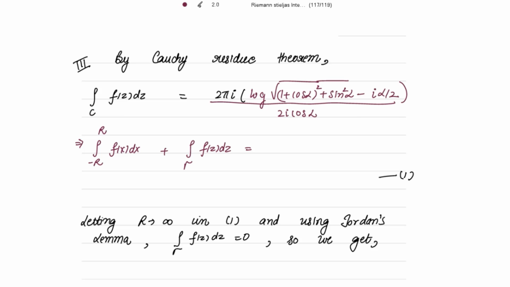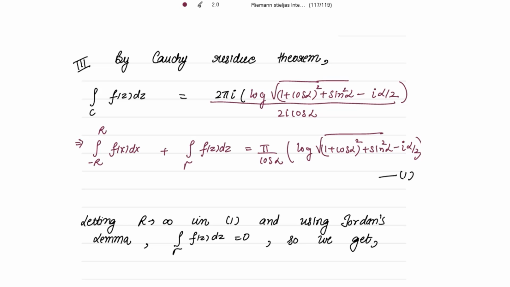Now splitting the c into the real axis and then the semicircle gamma. So this is equal to 2 iota, iota cancel. So here I am having pi over cos alpha, and then the complete numerator: log of 1 plus cos alpha whole square plus sine square alpha minus iota alpha by 2. Very fine. Mark this as 1.